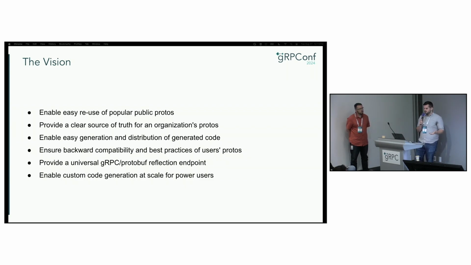After all, most gRPC usage today is within a single organization. Inter-service east-west traffic is super popular. So the registry will provide a source of truth not only for public protos, but also your organization's own protos. This will allow feature teams to stop worrying about protos and start worrying about their features.